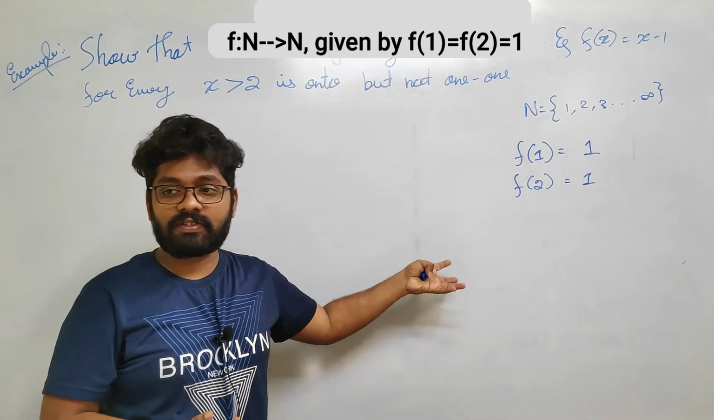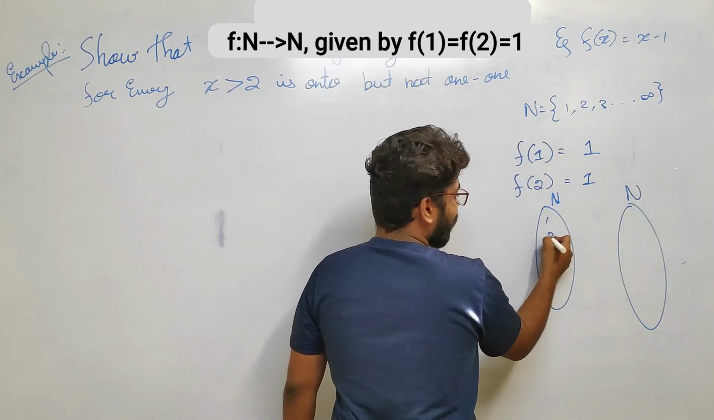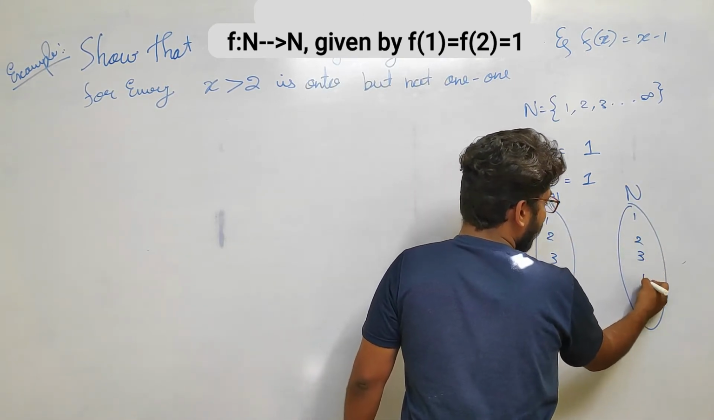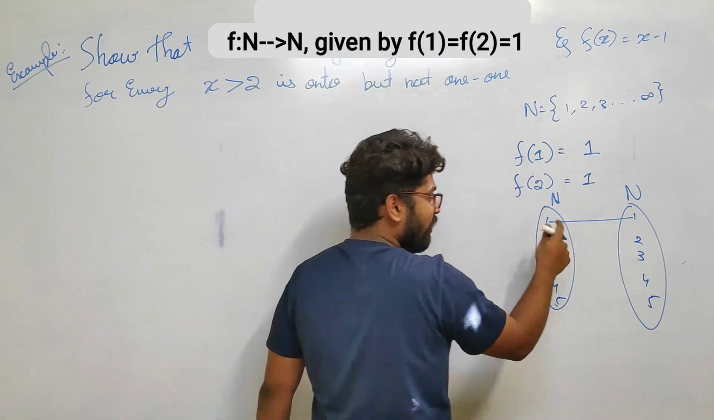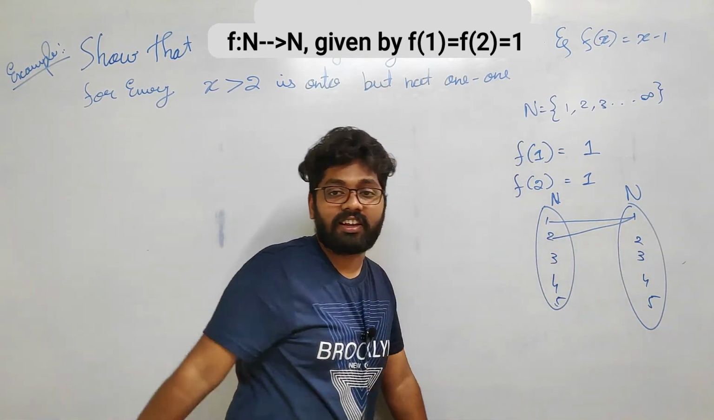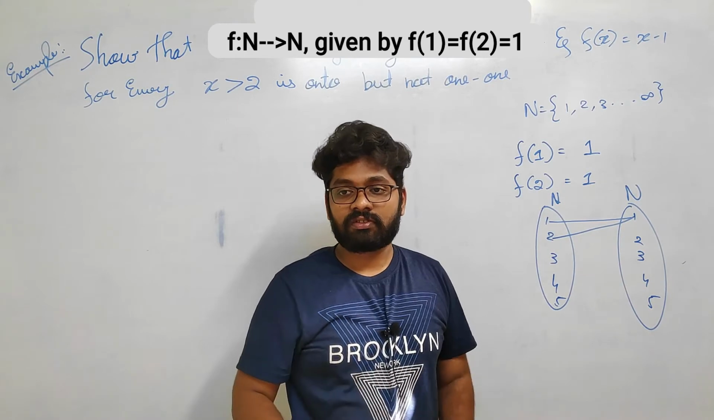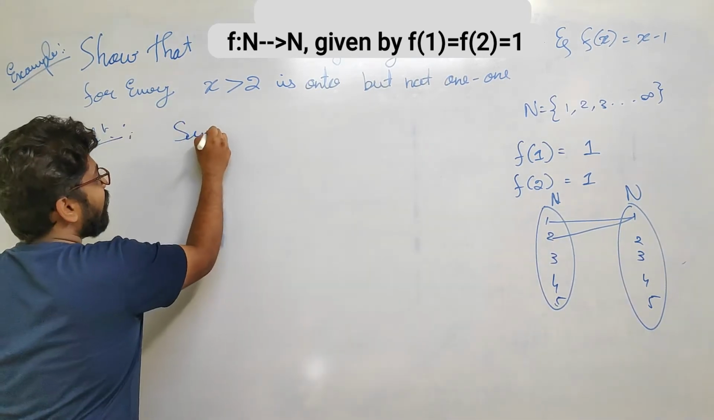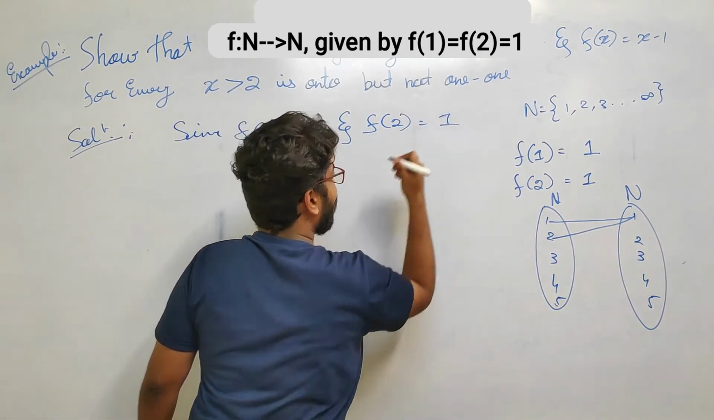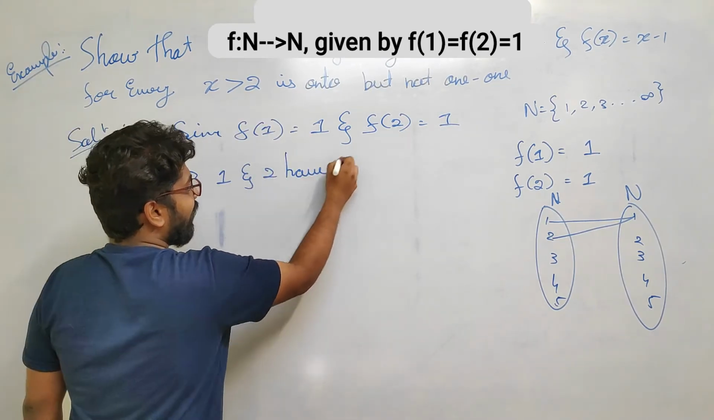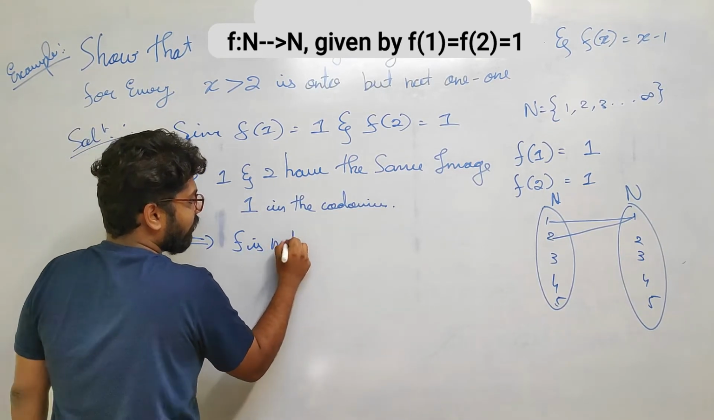मजाक आहे. See what they are telling is, if you take two natural number sets, 1 2 3 4 5 and 1 2 3 4 5, and put f of 1 in the function, your answer comes 1, and if you put f of 2, your answer still comes 1. In the sense, both 1 and 2 have the same image 1, therefore not one-one. Clear, no doubt. Since f of 1 is equal to 1 and f of 2 is equal to 1, which implies that 1 and 2 have the same image 1 in the codomain, which implies that f is not one-one.